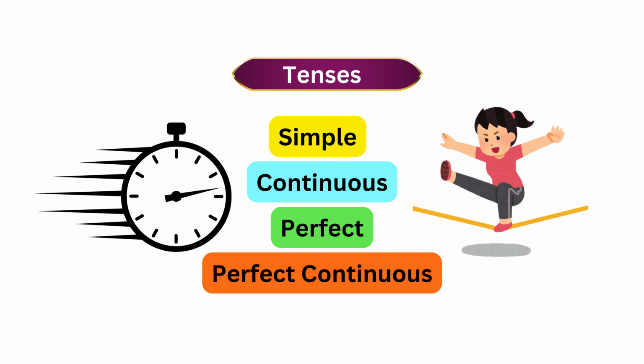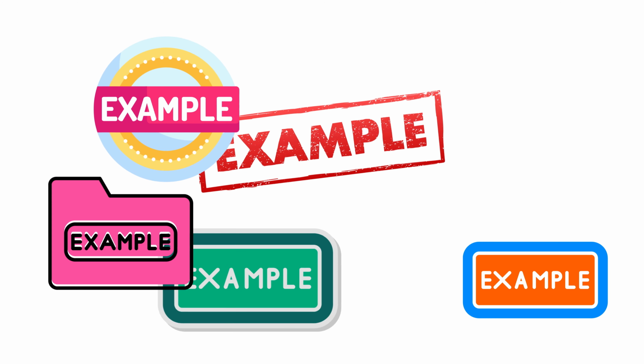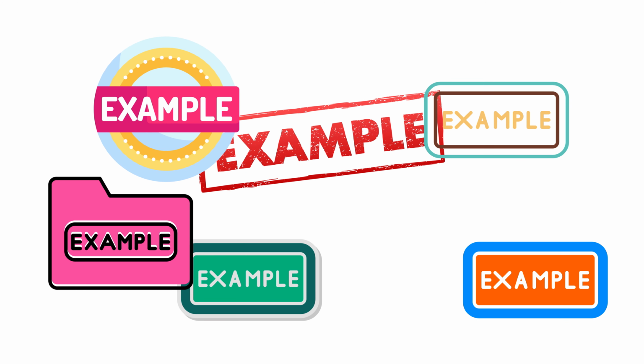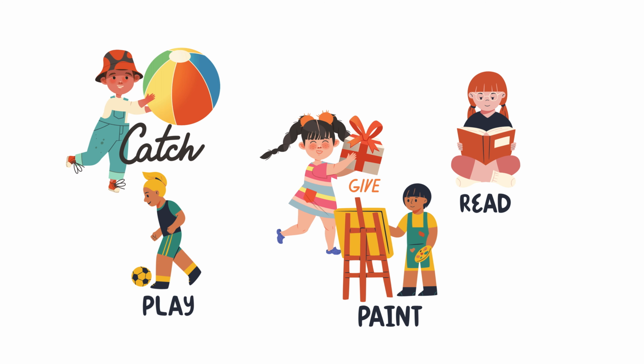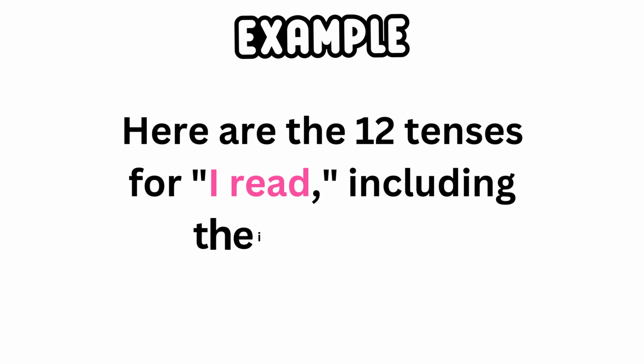Let's take a look at how each of these 12 tenses work. I'll show you some examples for each of the 12 tenses. This will help clarify how each tense works in context and how we can express time and actions more accurately. Let's take a look. Here are the 12 tenses for I read, including their formulas.